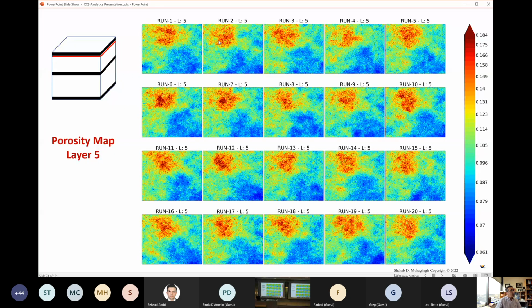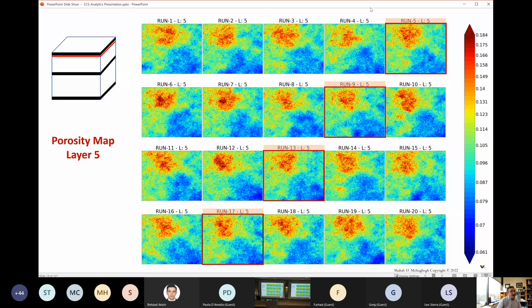So in total, we have 20. This is the porosity map of 20 geological realizations. This is for layer 5. However, as you can see, run 5, run 9, 13, and 17, these 4 we use for blind validation.